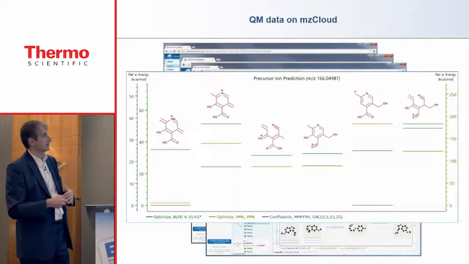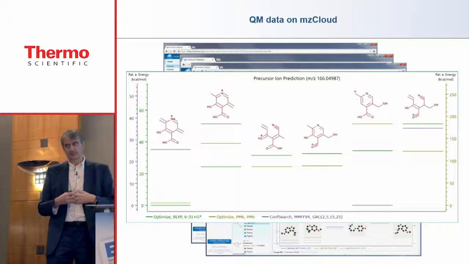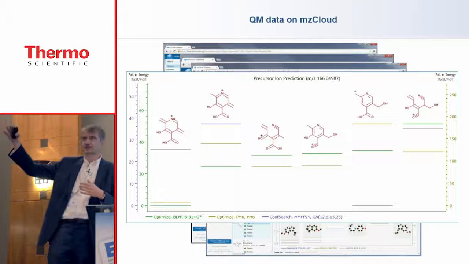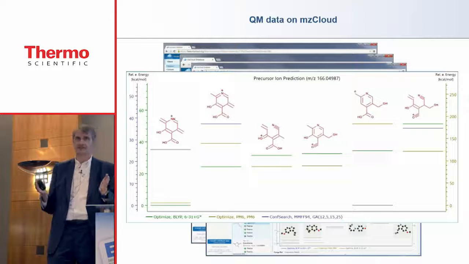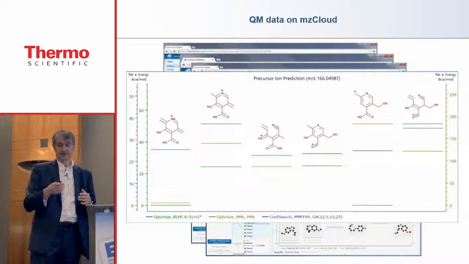So this is our typical view. Since it takes so long and is very expensive to calculate those fragments, we are just continuously filling this information into mzCloud, so you will not see all the quantum chemical calculations for all the compounds. It will take us a couple of years and a lot of resources, but we are progressing.